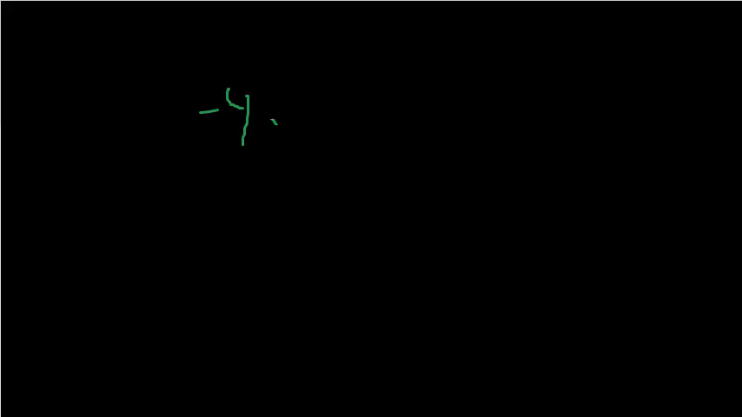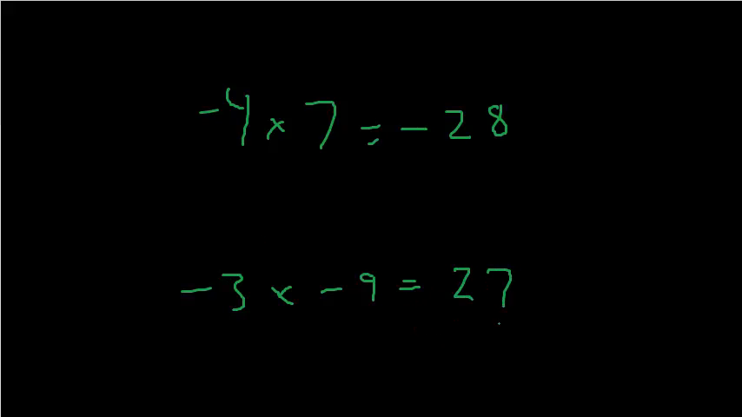So negative 4 times 7, they have different signs. So negative times a positive gives me negative, and then 4 times 7 is 28. So negative 3 times a negative 9, same sign, positive answer, and 3 times 9 is just 27.